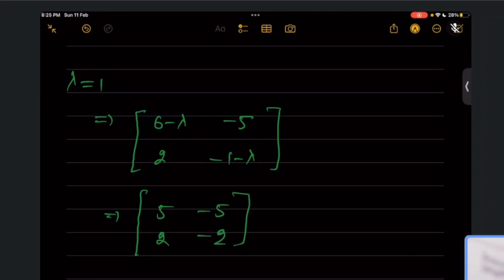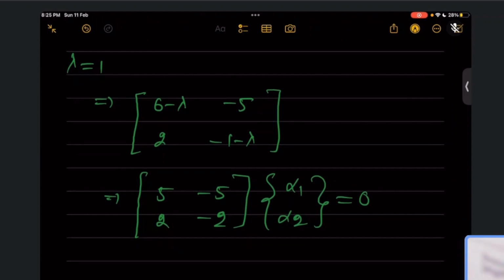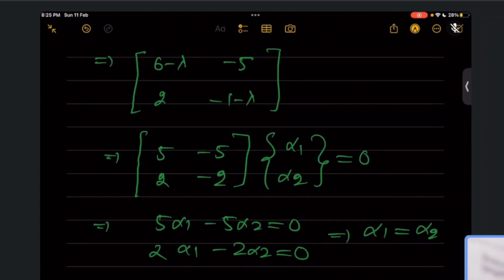Now if we want to find the eigenvector, then the eigenvector is going to be, say, alpha 1, alpha 2, and we equate the product to 0. That is the very basic definition of an eigenvector. So this is how we find the eigenvector. From here we get 5 alpha 1 minus 5 alpha 2 is equal to 0, and the second equation is again redundant, it will be the same. It will give you alpha 1 is equal to alpha 2, right? So take alpha 1 outside and here we get 1, 1.